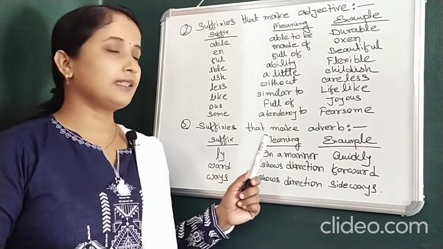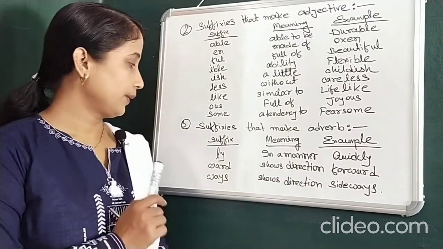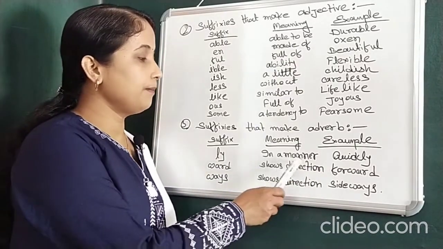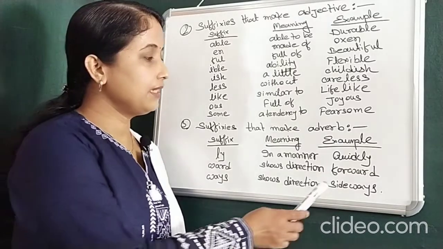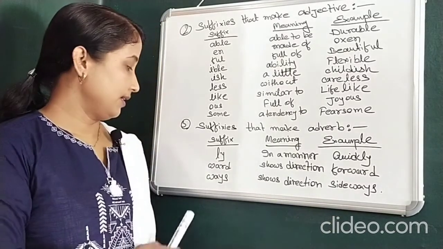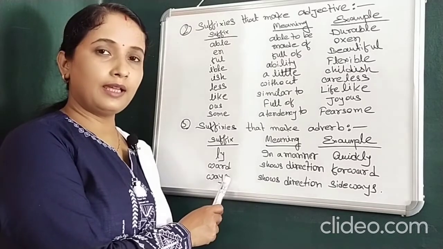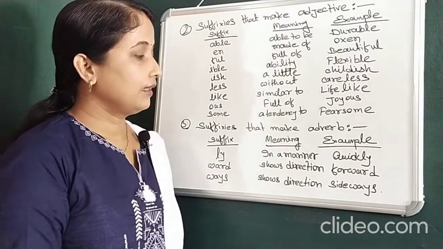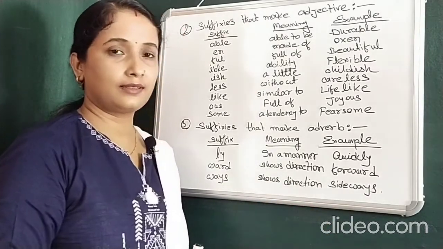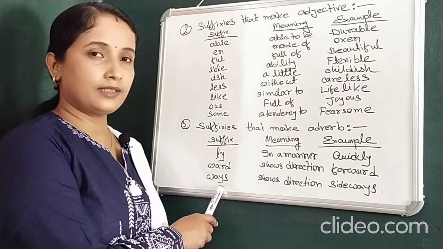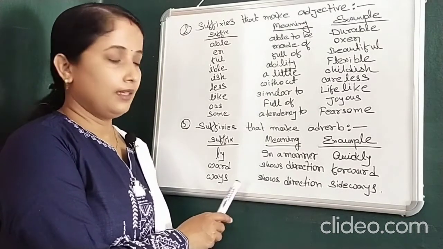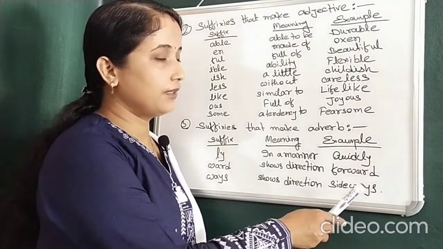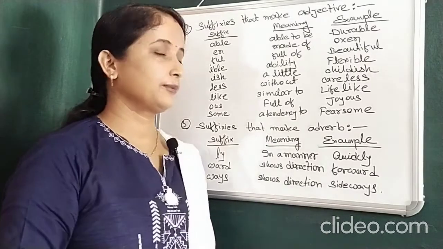Now the suffixes that make adverbs. Suffix is ly. It refers to in a manner. An example is quickly. Next suffix is ward. It shows direction. An example is forward. Next suffix is ways. It shows direction. An example is sideways.